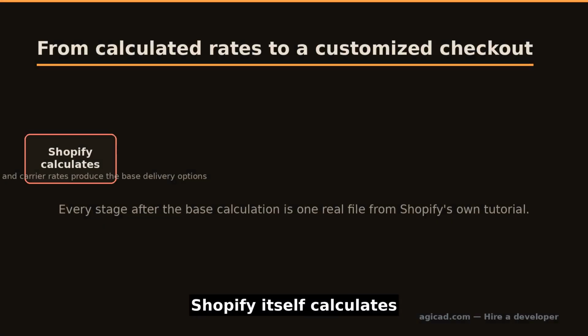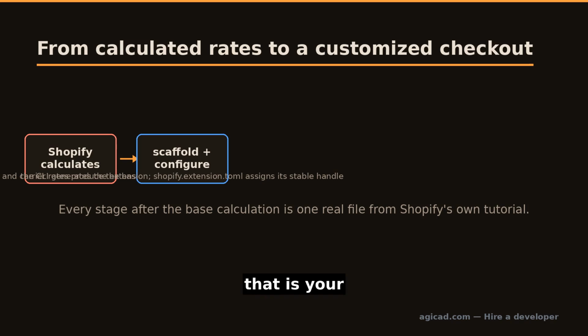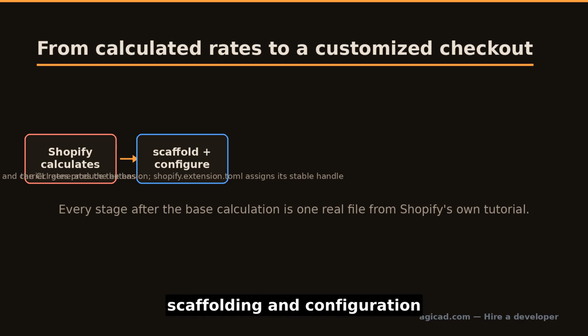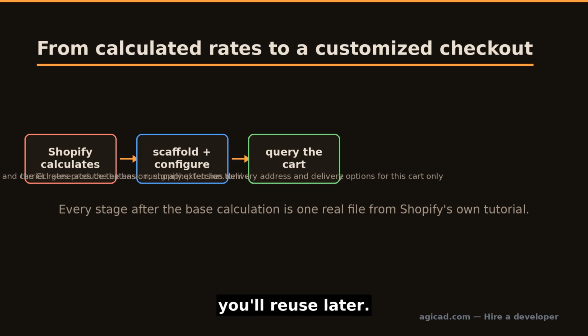5 stages. First, Shopify itself calculates the base delivery options: shipping profiles, carrier calculated rates. None of that is your function's job. Second, scaffolding and configuration. The CLI generates the extension, and its TOML file assigns it a stable handle you'll reuse later. Third, the input query runs, fetching exactly this cart's delivery address and its already calculated delivery options.